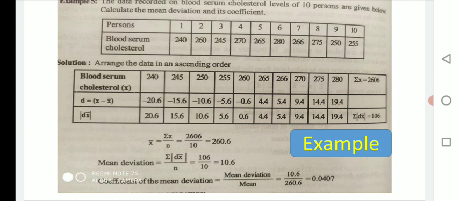Okay. Then third, we have to find dx, and simply by putting all these values in the formula we can find the mean deviation. Also we can find the coefficient of mean deviation. So for this problem the mean deviation is 10.6, and the coefficient of mean deviation is 0.0407.